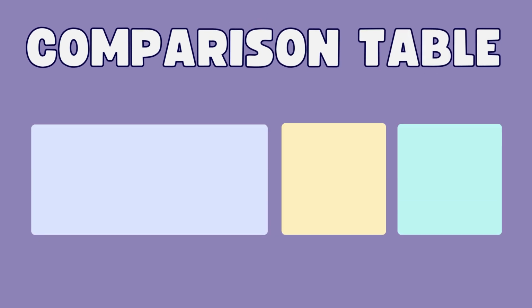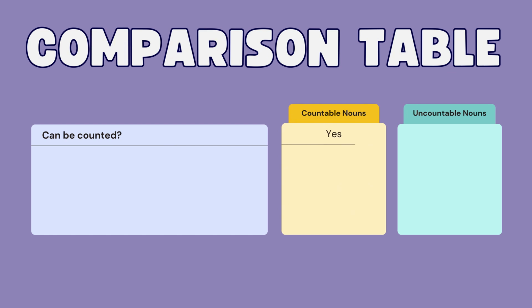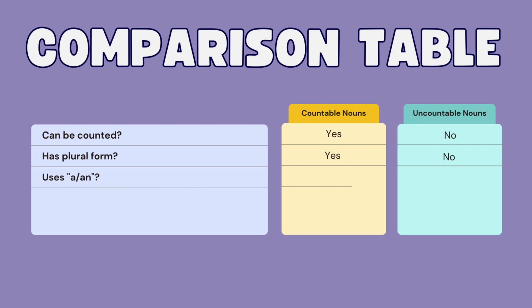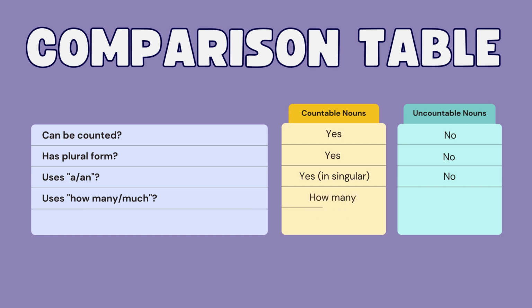Comparison table. Can be counted: countable nouns, yes. Uncountable nouns, no. Has plural form: countable nouns, yes. Uncountable nouns, no. Uses a, an: countable nouns, yes, in singular. Uncountable nouns, no. Uses how many or how much: countable nouns, how many. Uncountable nouns, how much. Examples: countable nouns, cat, idea, bird. Uncountable nouns, juice, gasoline.